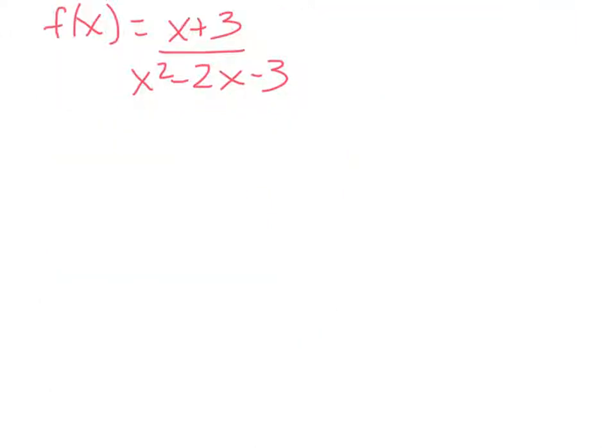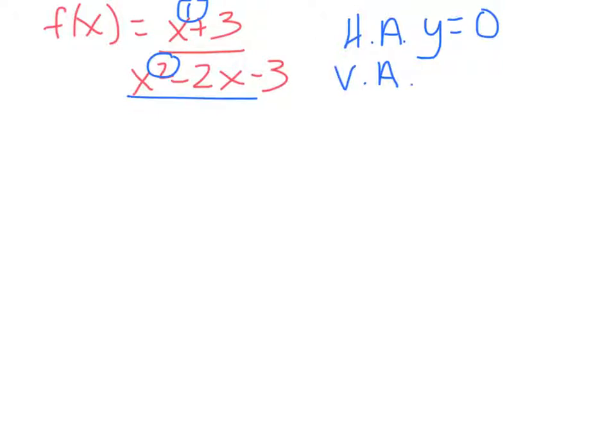Let's take a look at another example. This is number 2 on the notes. We have f of x equals x plus 3 divided by x squared minus 2x minus 3. So the first thing I'm going to do is find my horizontal asymptote. I identify my degrees. Since the degree in the numerator is smaller than the degree in the denominator, my horizontal asymptote is y equals 0.